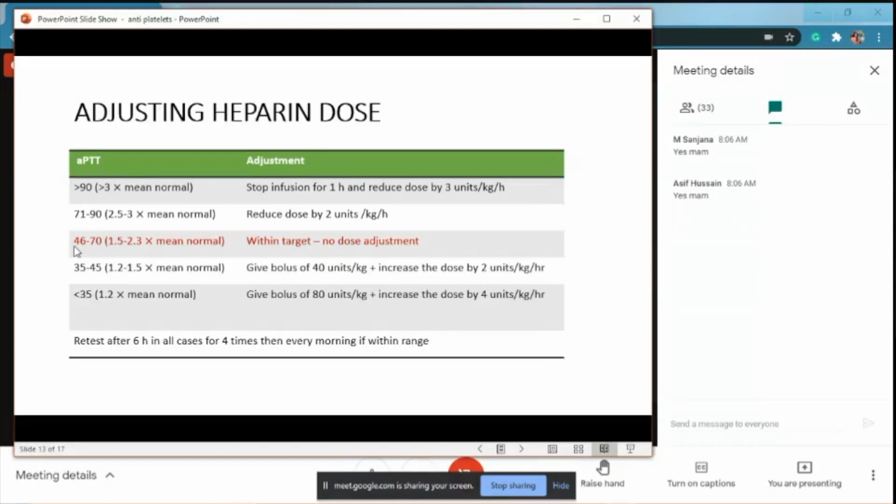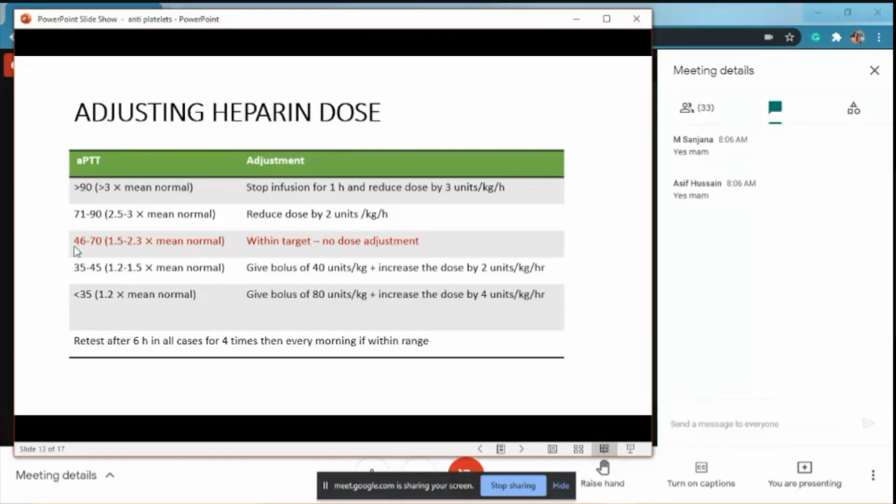If you see it below 46, 2 options. If it is below 35, give the bolus. In both cases, give the bolus and increase the dose. But if it is below 35, we give the bolus of 80 and we increase by 4 units per kg per hour. And just make it half if it is between 35 and 45. See, it's pretty much easy.